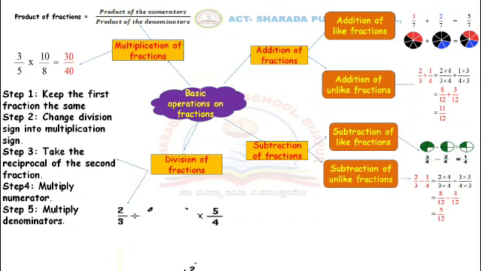For example, 2 by 3 divided by 4 by 5. I am keeping the first fraction as it is, that is 2 by 3. Second step, change the division sign into a multiplication sign. I am changing this division sign into a multiplication sign. I am taking the reciprocal of the second fraction. 5 by 4 is the reciprocal of 4 by 5. Now I am multiplying the numerators 2 into 5 and the denominators 3 into 4. 2 5s are 10, 3 4s are 12. 10 by 12 is the answer.